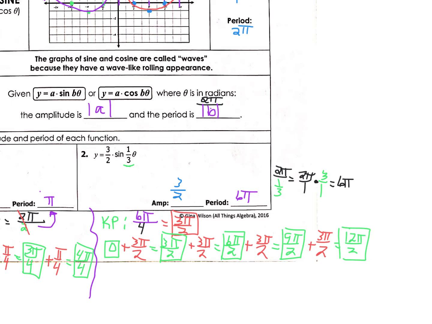So again, because it's a sine function, at 0, we're going to start at 0. And then at 3 pi over 2, you're going to go up to the amplitude of 3/2, which is 1.5. Then the next key point, you're going to go back to 0. At the next key point, you're going to go down 1.5, which is at 3/2. And then at the last key point, you'll be back up at 0.